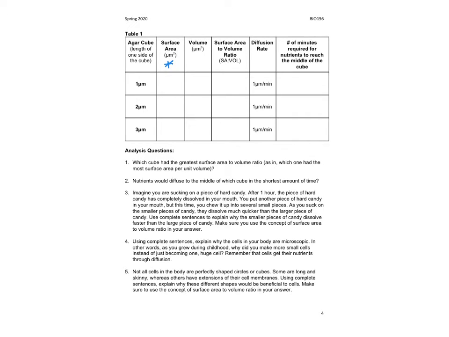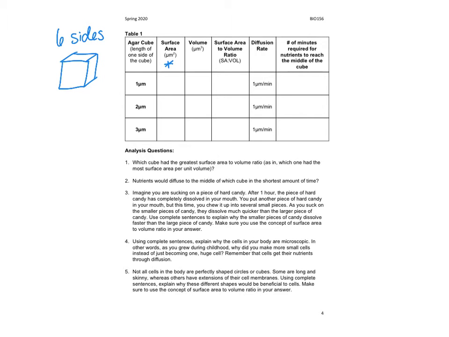Now in this lab we're dealing with cubes because it's actually fairly simple to calculate the surface area and volume of a cube, whereas it would be a lot harder if we were looking at something like a sphere. So we can start by drawing a simple cube. And a cube is like a dice, and so we know that cubes have 6 sides to them.